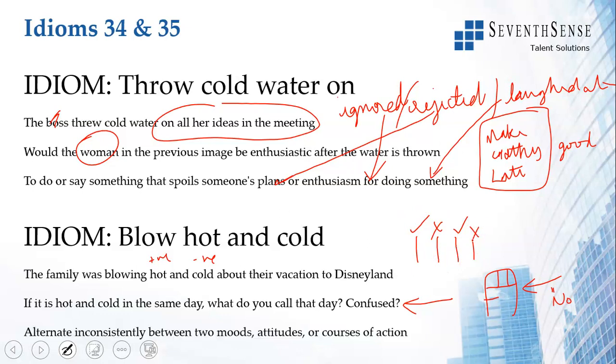So you are alternating between two moods. You're alternating between two courses of action. Should we go? You're going, not going. Happy, sad. Positive attitude, negative attitude. So this is what blowing hot and cold means.